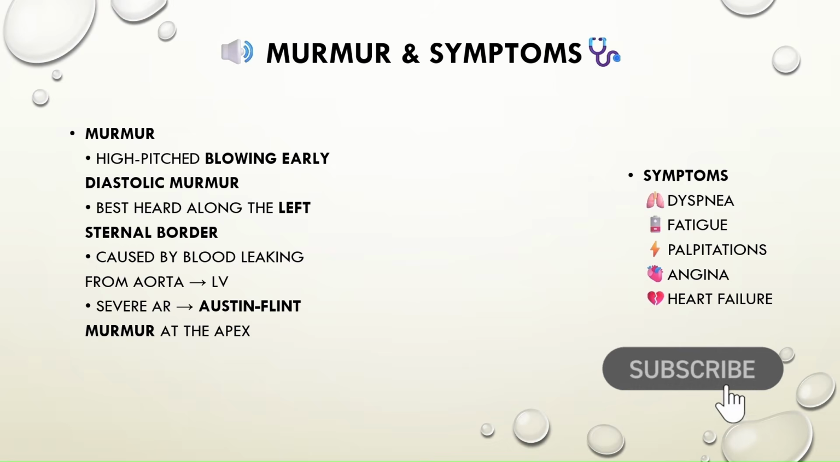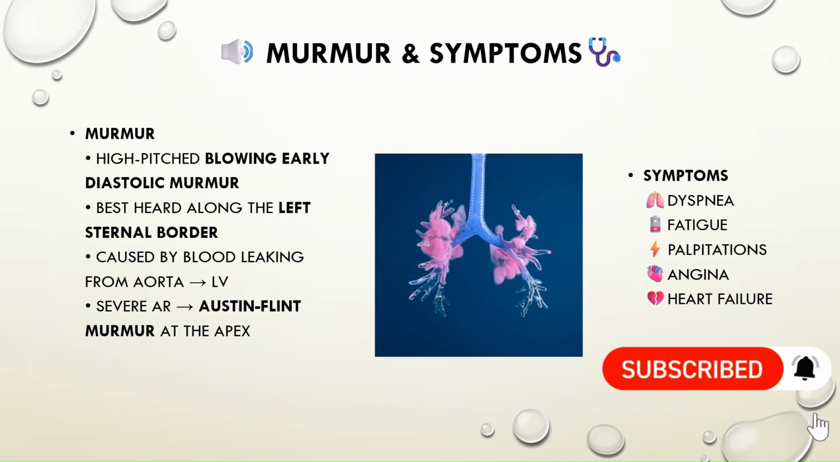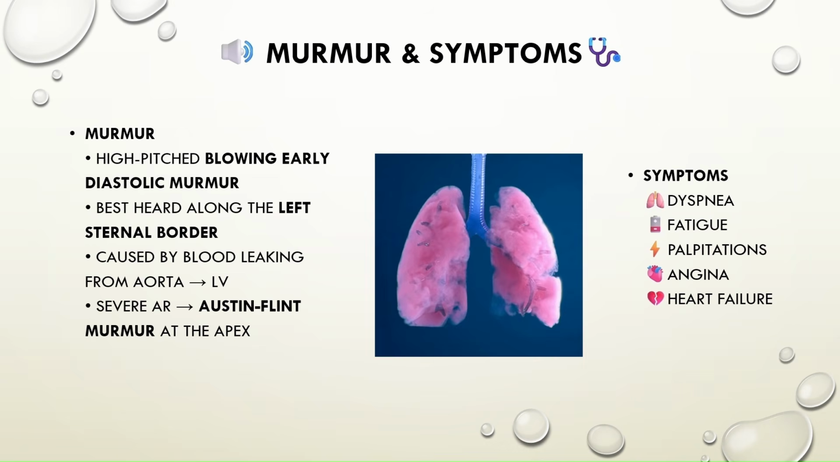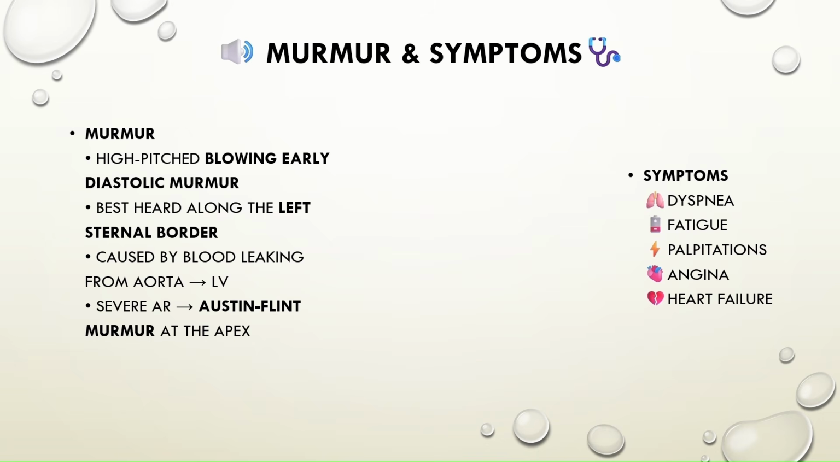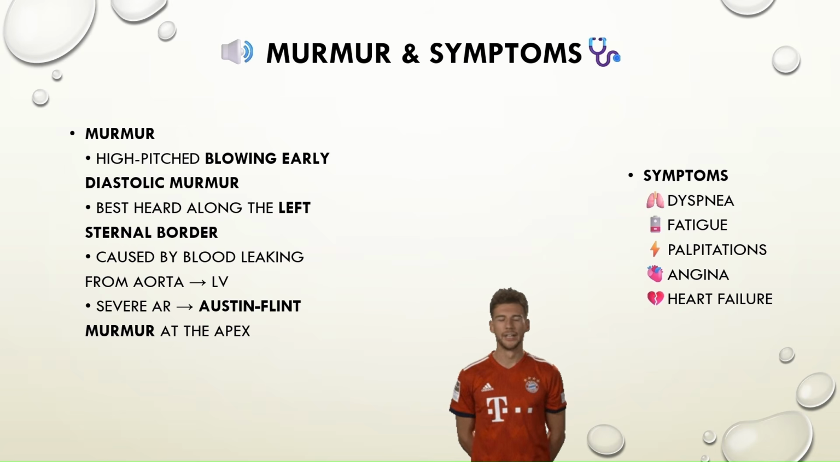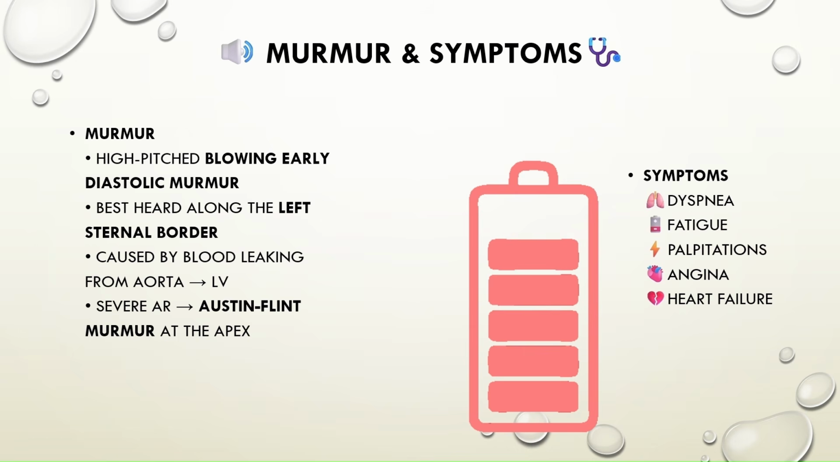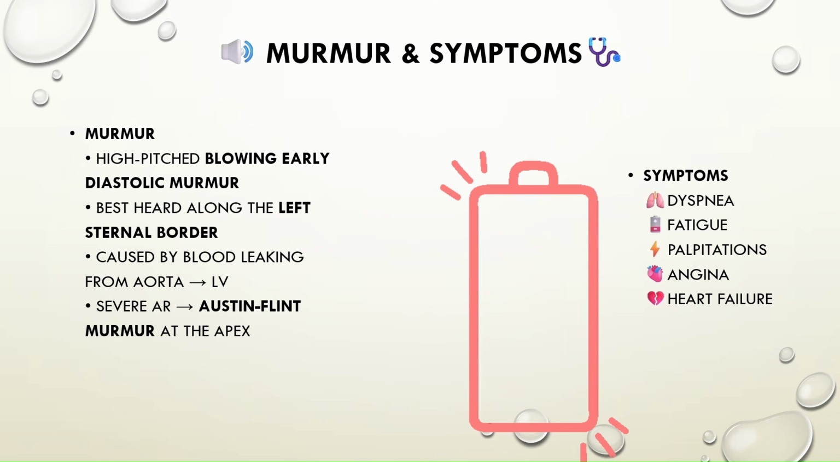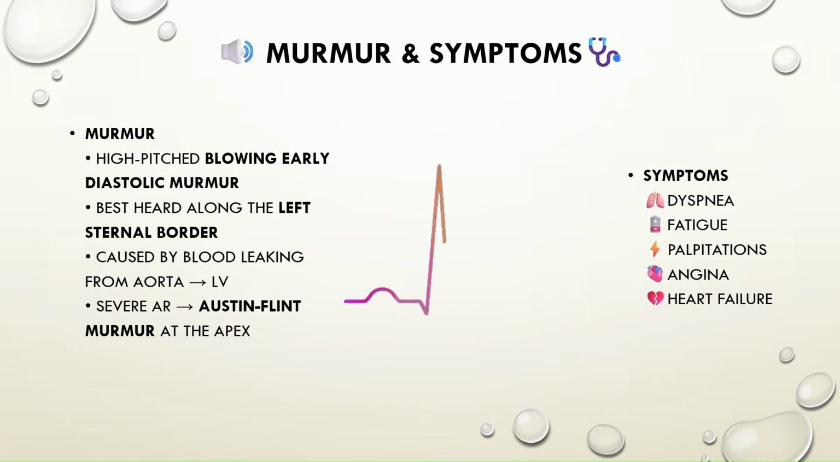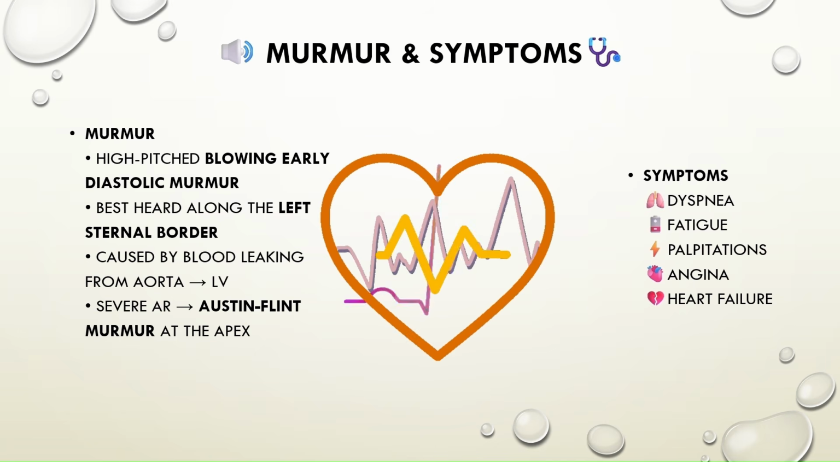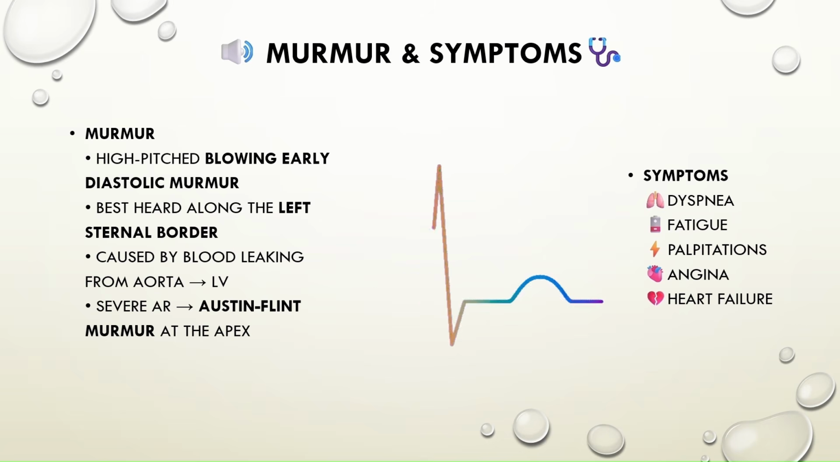Now, let's talk about the most common symptoms. Dyspnea. This is shortness of breath, trouble breathing, or if the patient tells you that they feel winded. Fatigue. This is when the patient tells you they feel like they have low energy, they get tired easily, or they have reduced stamina. Palpitations. This is where the patient tells you that they're aware of their own heartbeat, they feel like their heart is racing or pounding, or they can tell whenever they have irregular heartbeats.